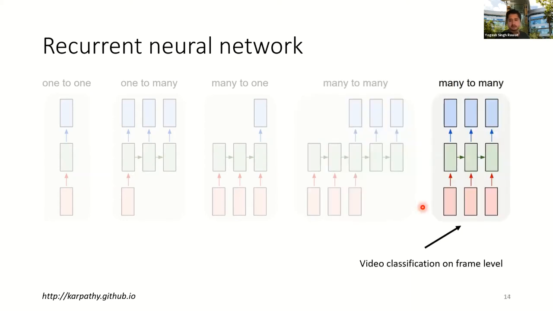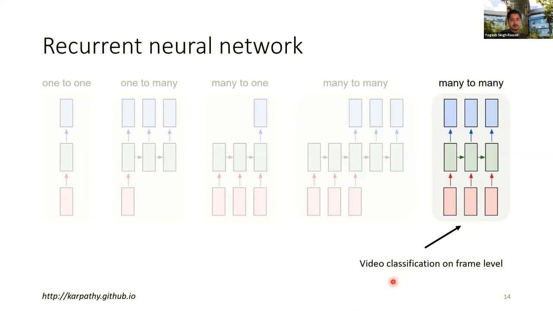So this is another many-to-many variation where you instantly start generating something as soon as you have seen something. The example we saw earlier, where we try to reconstruct the same sequence of frames, is video reconstruction. We try to reconstruct this frame as soon as we saw that frame, right? And video classification on frame level is another example.